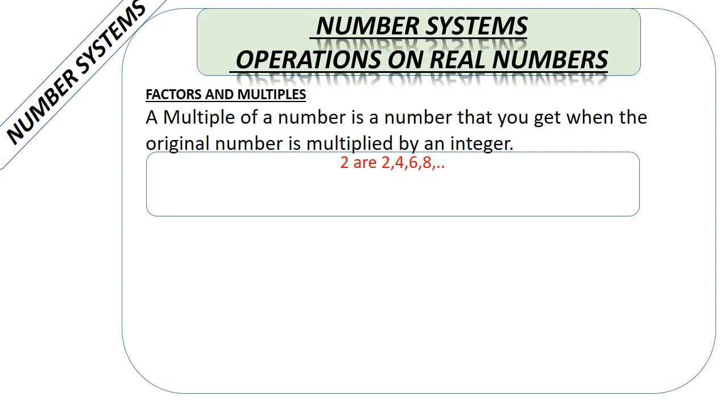The same applies for 4. We have 4, 8, 12, 16, 20, 24, 28, 32, just like that. What about 15? We have 15, 30, 45, 60, 75, 90, just like that.